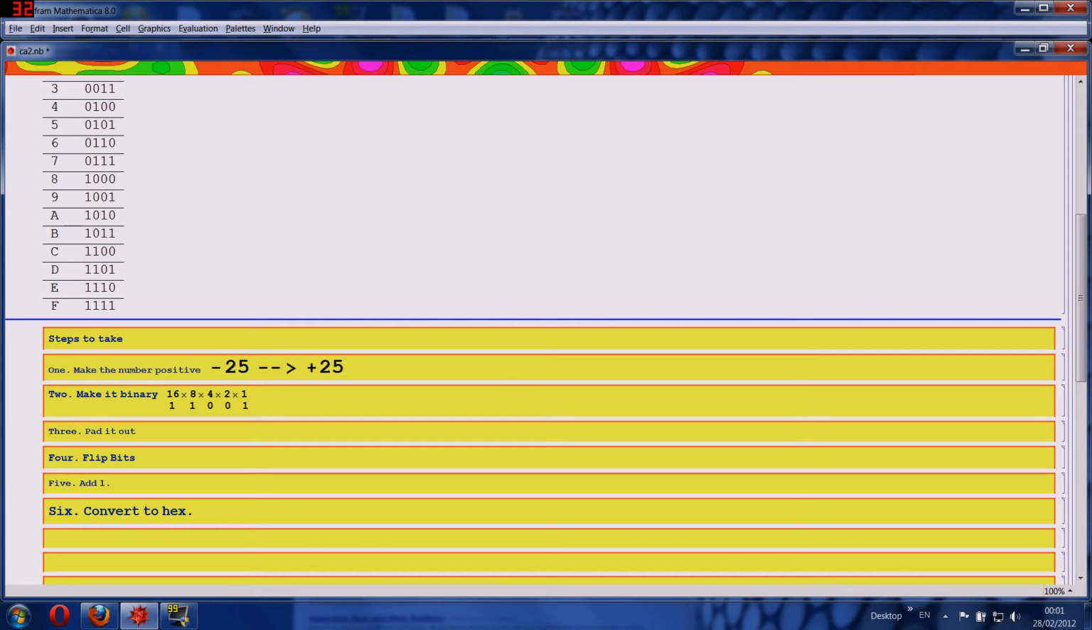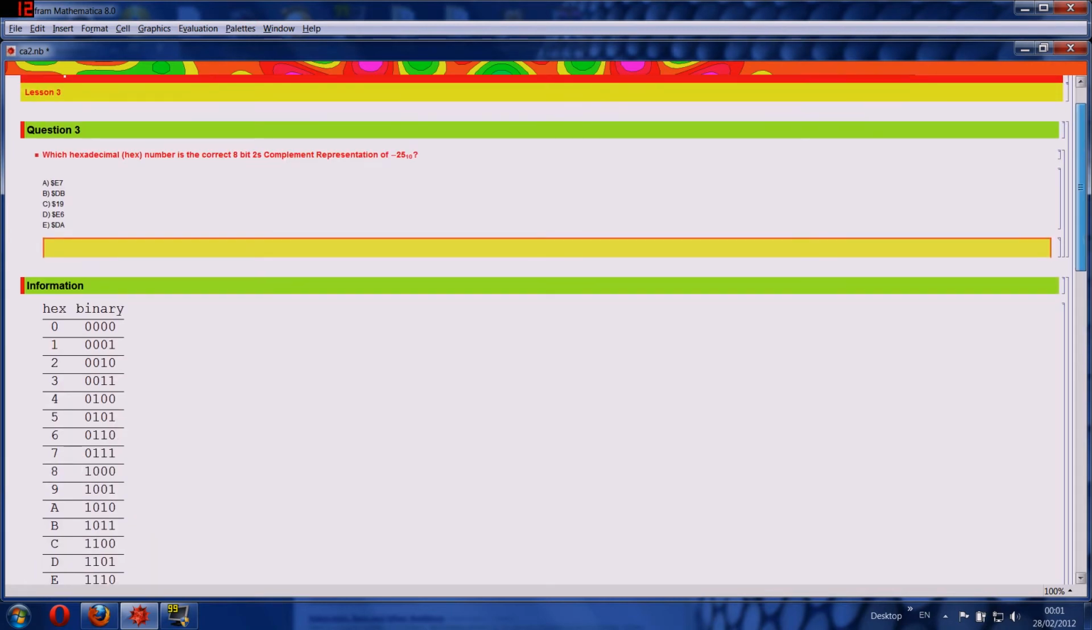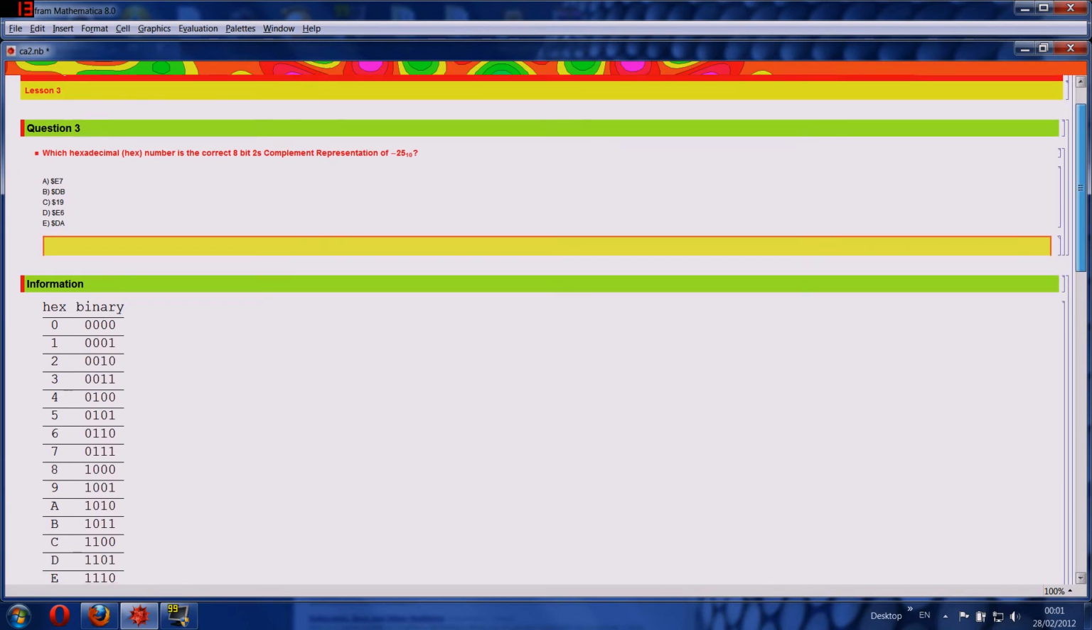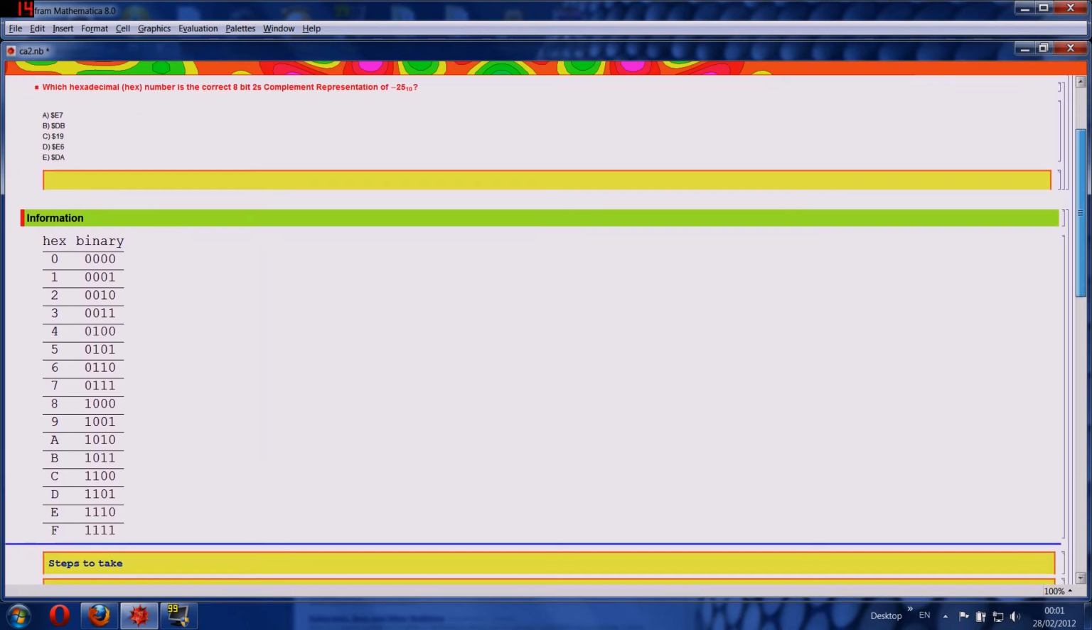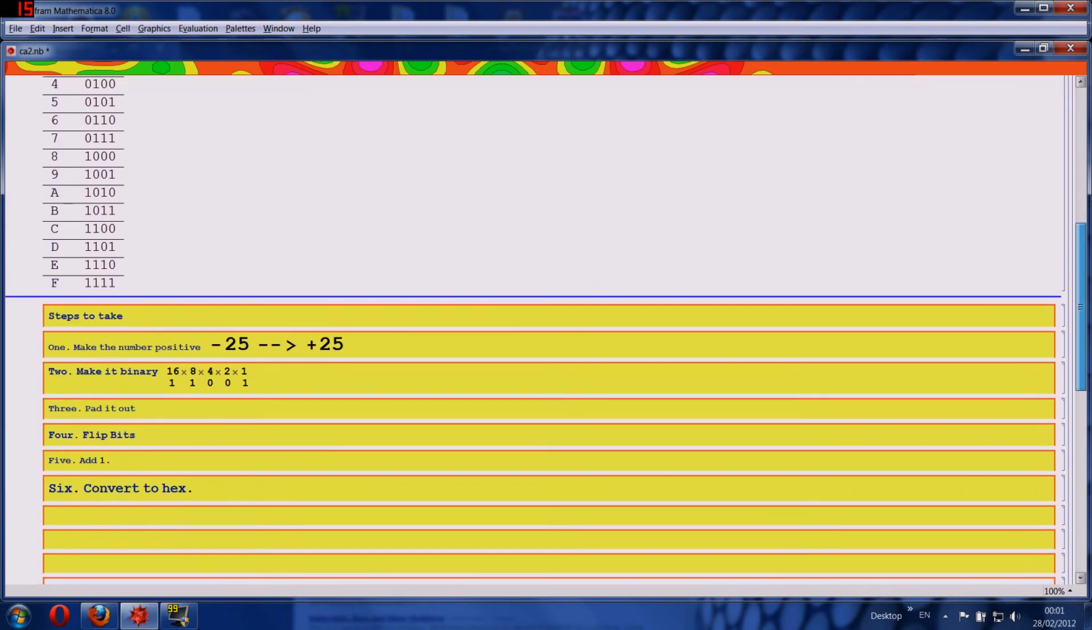Now, what we need to do in the next step is to pad it out. In the question you probably noticed it's 8-bit, so we'll deal with the 8-bit first, and then we can go on to the 2's complement representation.